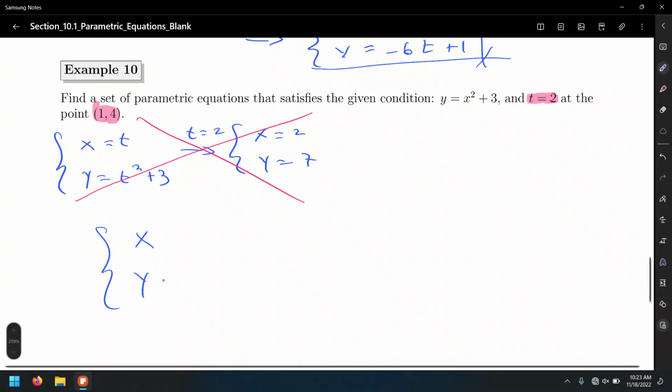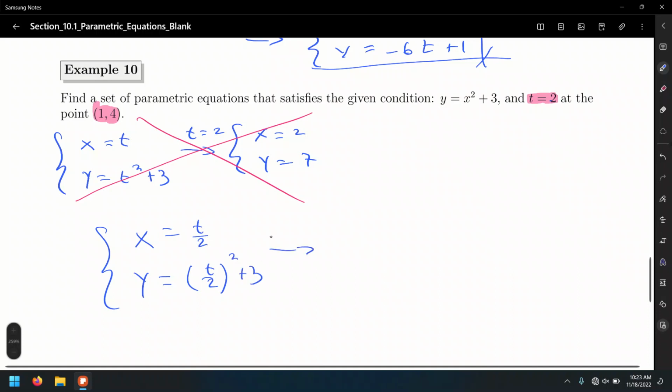So x and y, how do we get the value of x equals 1? If we plug in t equals 2 into t, that's going to give us the x value of 2. How do we make that a 1? Divide by 2, that's one way. I didn't think of that one actually, I was thinking of something else. So divide by 2, and then y equals t over 2 squared plus 3.